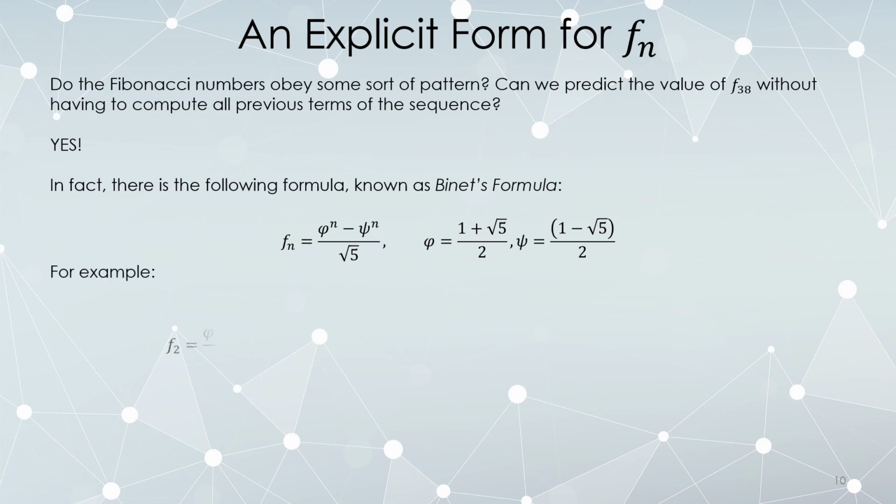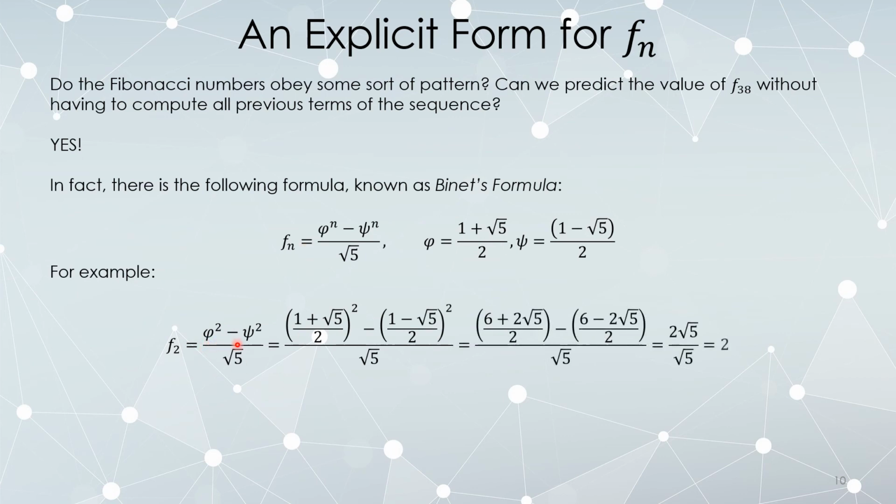So, for example, f sub 2 can be computed by phi squared minus psi squared all over root 5. Here's phi squared minus psi squared over root 5. Now, computing all of this mess out actually comes down to as follows here. 6 plus 2 root 5 over 2 minus 6 minus 2 root 5 over 2. Various things cancel, and what you are left with is 2 root 5 over root 5, which simplifies down to 2, which is correct, thankfully.